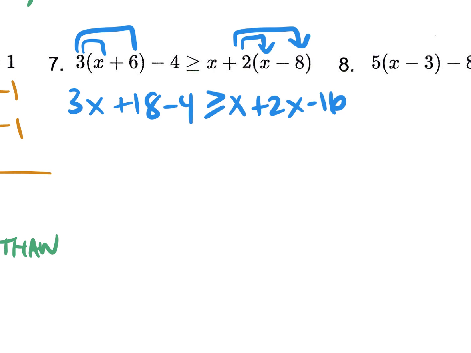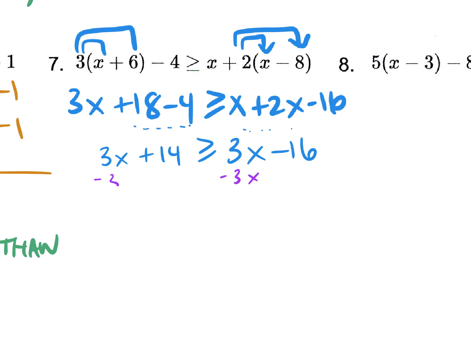Now we're going to combine like terms together. On this left-hand side, I'd have 3x, and then we'd have 18 minus 4. So that's plus 14. On the right-hand side, I have x plus 2x, which is 3x, minus 16. So what happens here is you're going to have two pieces. It's different from the last one because if you do simplify, you could subtract 3x from both sides to combine like terms. And then you'd get 14 is greater than or equal to negative 16.